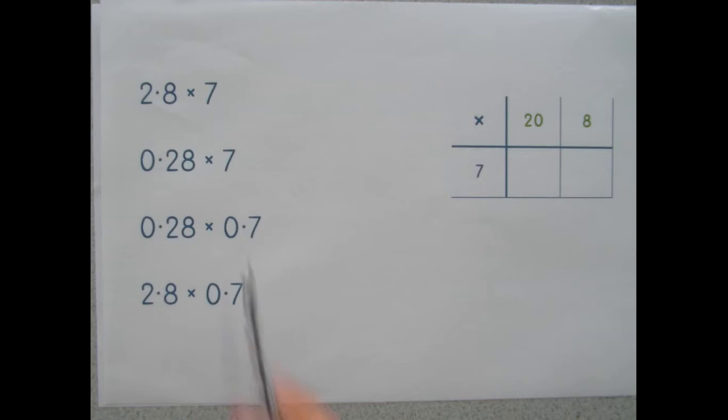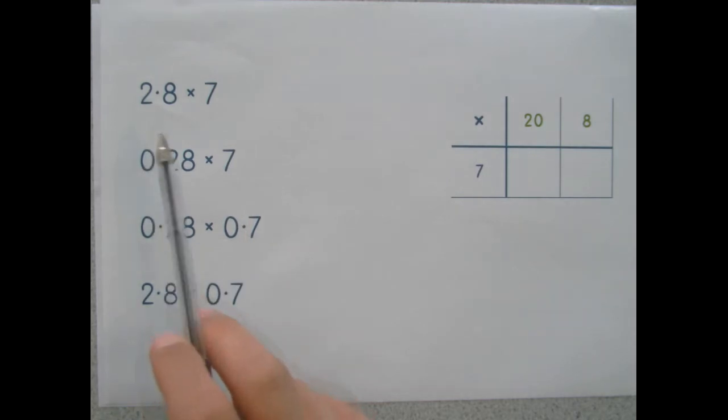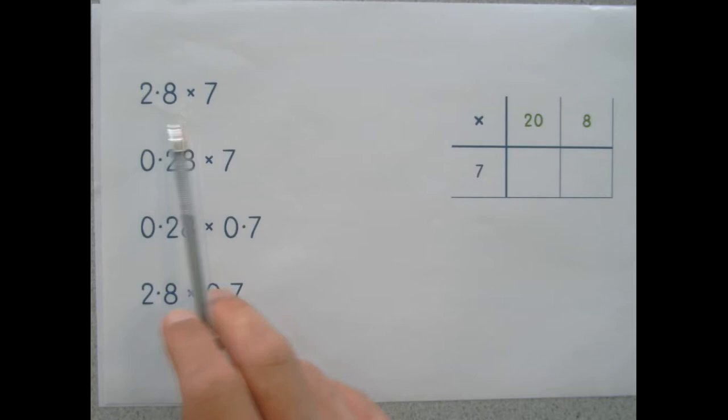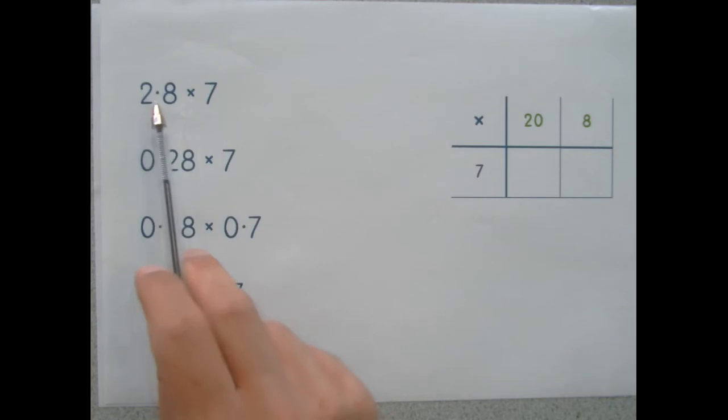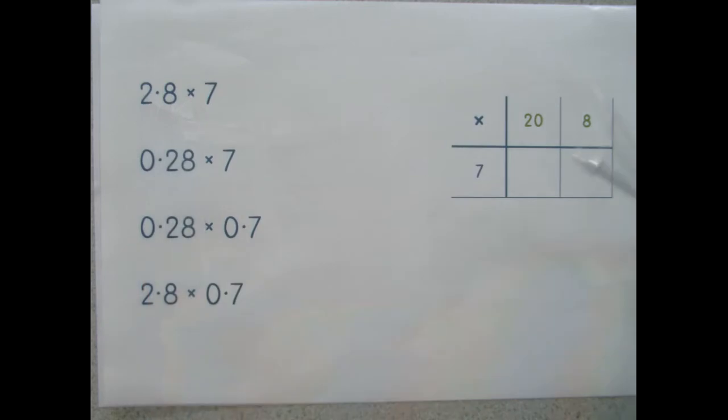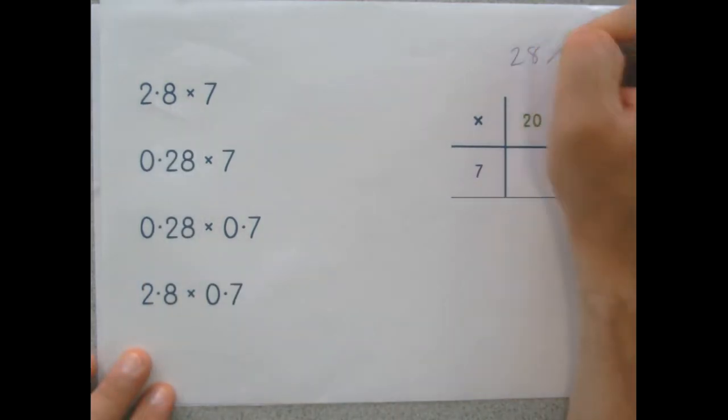Alright, so when we're multiplying decimals by a whole number, or we might have decimal multiplied by decimal, the first thing we do is ignore the decimal point. So we perform the multiplication as if the decimal point wasn't there. So in this case, if the decimal point wasn't there, I'd have 28 times 7. So that's what I need to work out.